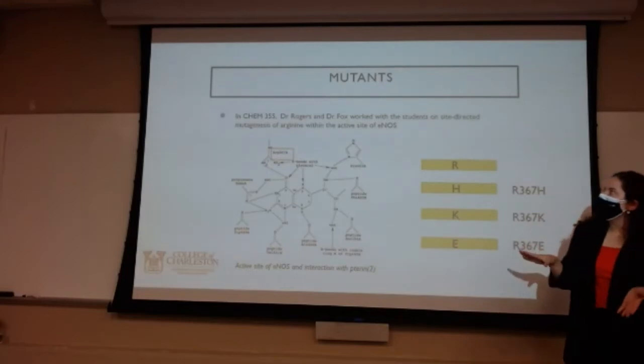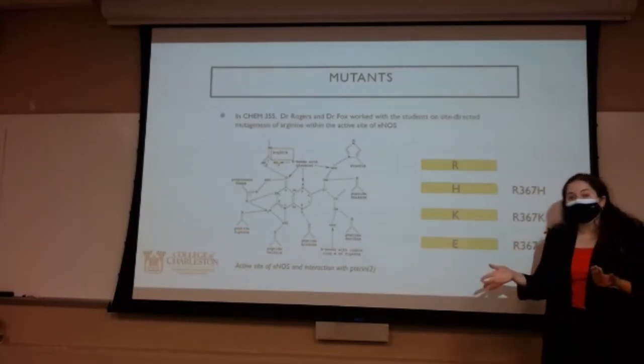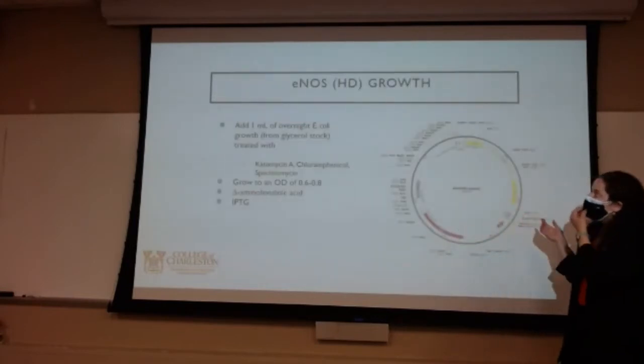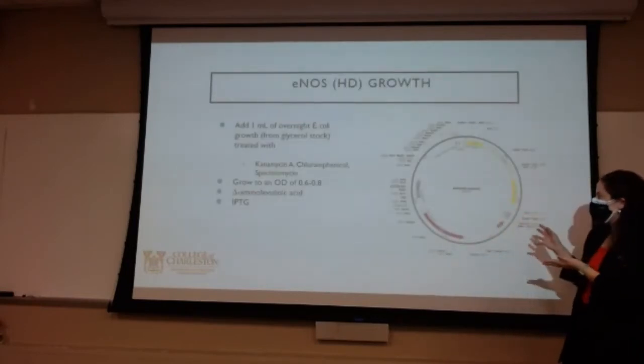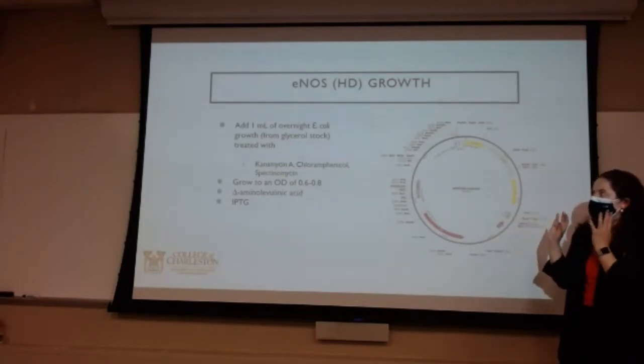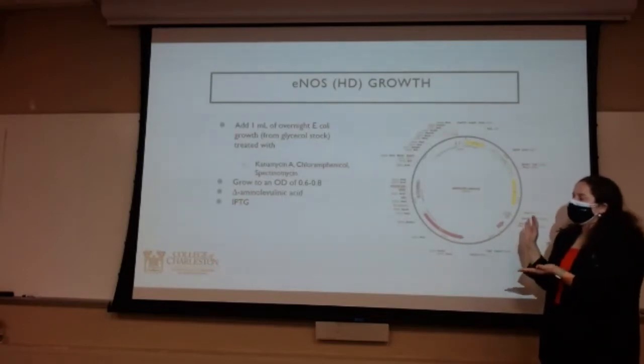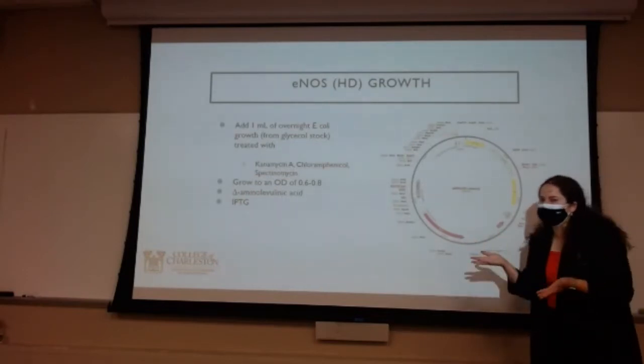So I kind of wanted to start out by going through what the typical growth process looks like for protein. For an eNOS growth, we have a specific plasmid that we've transformed into E. coli in order to grow in this whole process. I'm just going to go through a highlight reel of what a growth looks like.